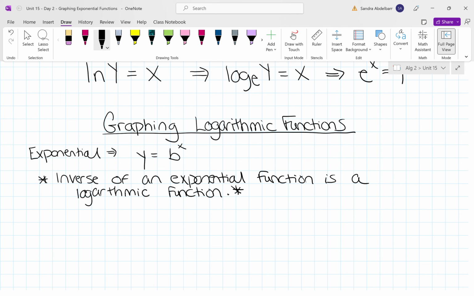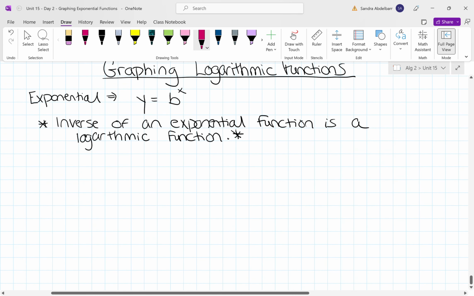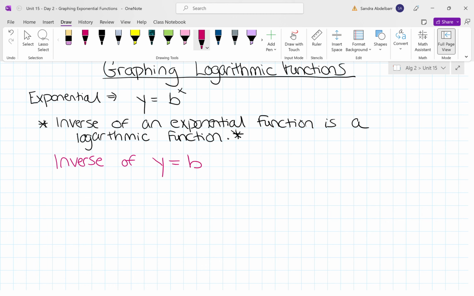Let's talk about why that's the case. Why do we need to bring in logs as the inverse? So right now, let's try to find the inverse of y equals b to the x. If you remember, when we want to find an inverse of a function, what do we do? We start off by switching x and y, and then what do we solve for? When we're solving for the inverse, you solve for y. So first step we switch x and y. So we have x is equal to b to the y. And then solve for y.